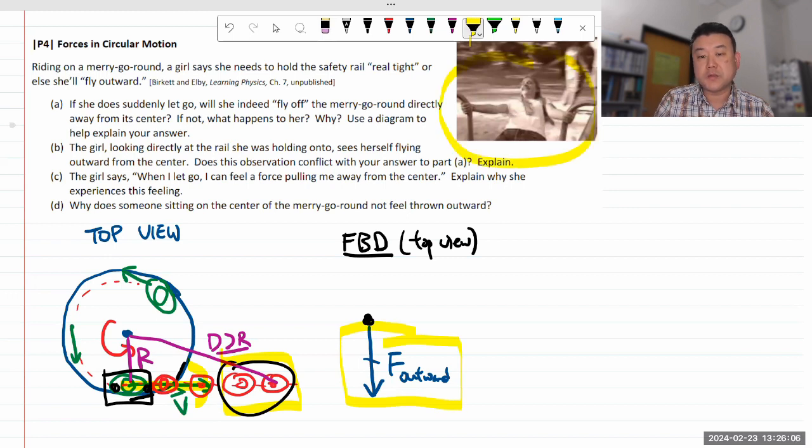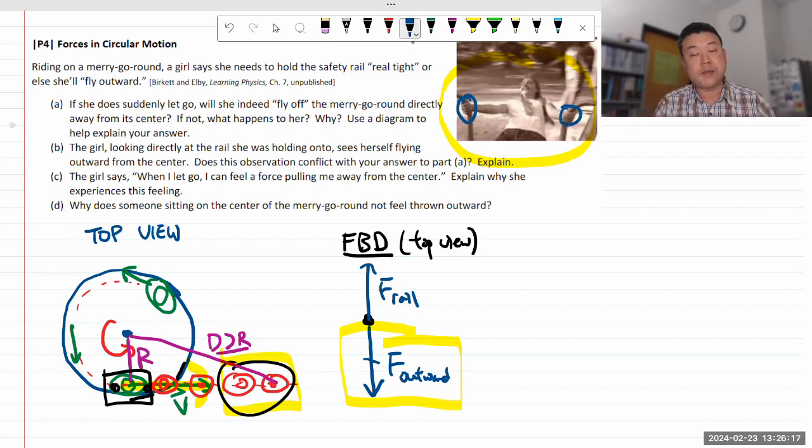Imagine this picture. I think it's quite easy to imagine what this rail force is. That's the contact force between her hand and the rail touching. That's where the rail force comes from. That's holding her in. So if you're taking this situation seriously and trying to think about where this outward force comes from, you need to pause. And the answer of where does that come from is it doesn't come from anywhere.